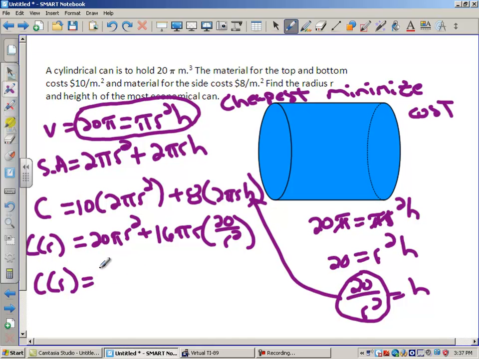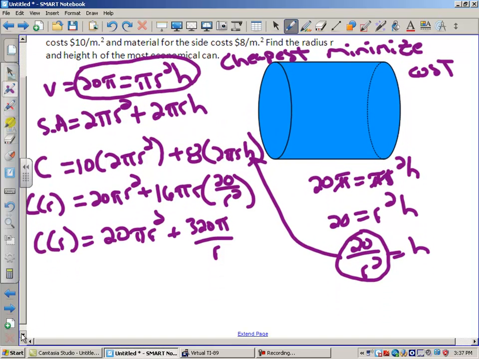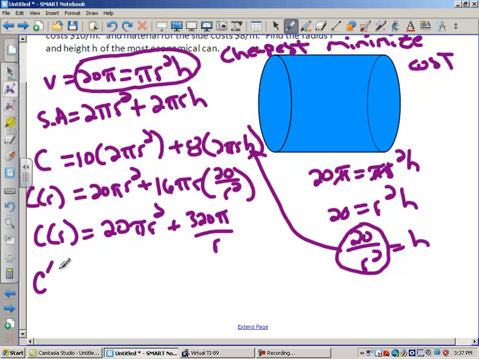The cost as a function of radius is 20 pi r squared plus 16 times 20 is 320 pi over r. Well, I've got r to the first on top and r squared on the bottom, so that's over r. So there is my cost equation. And now what I want to do is find the derivative and set it equal to 0. And I'm going to do that on the calculator.